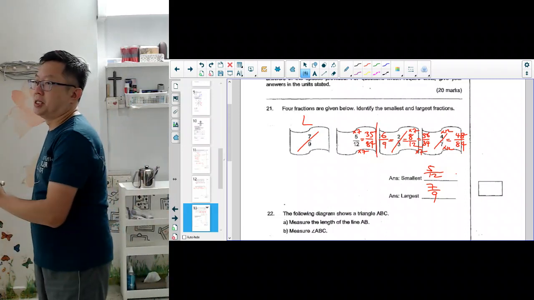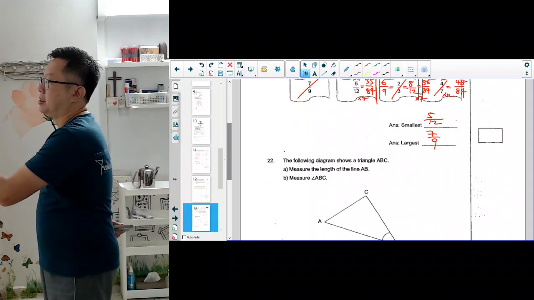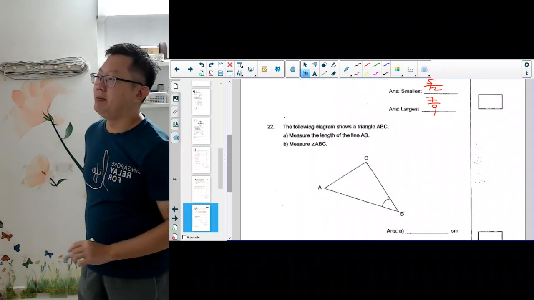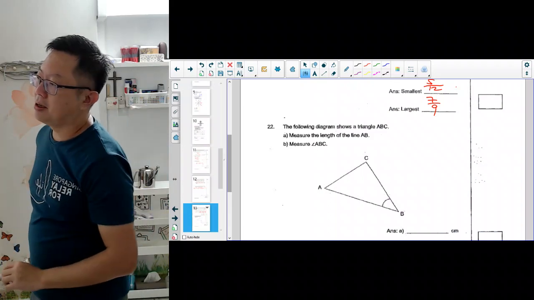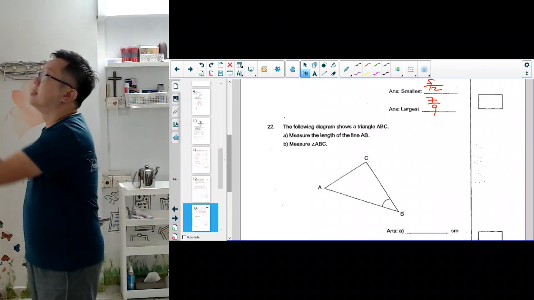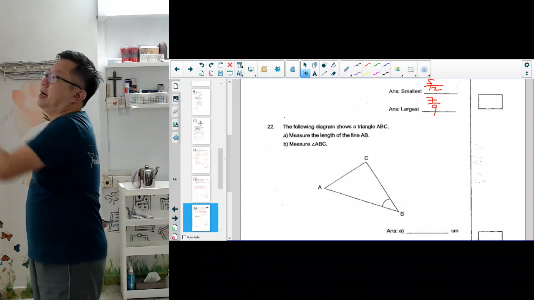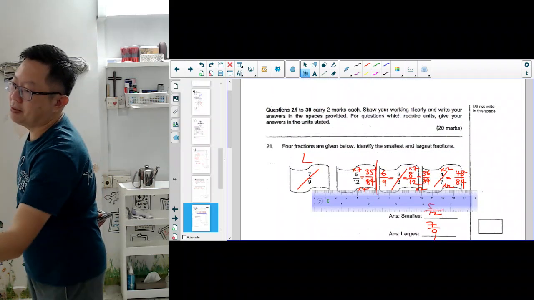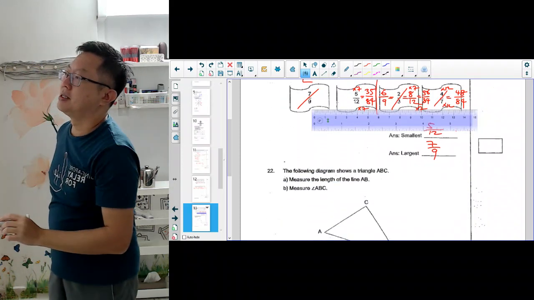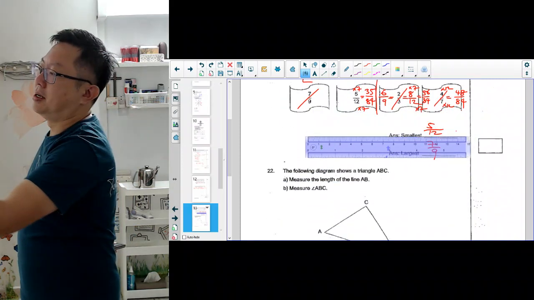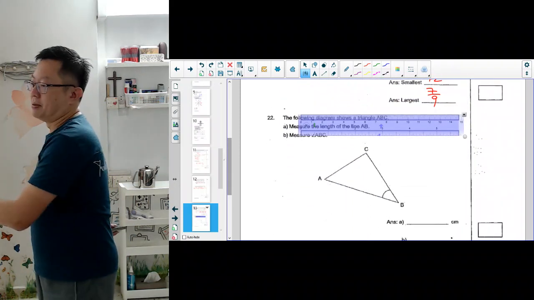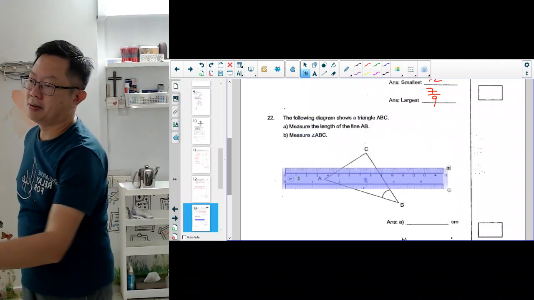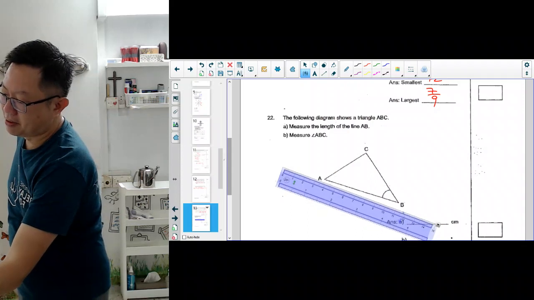Okay, let's go to question 22. The following diagram shows a triangle ABC. Measure the length of the line AB. So let me take a ruler, and we are going to measure the line AB. This will be quite simple if you have your ruler with you. I'm going to put my ruler onto the diagram, which is your AB.